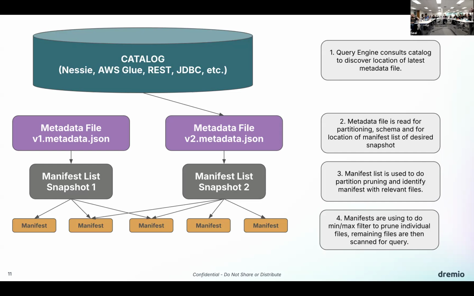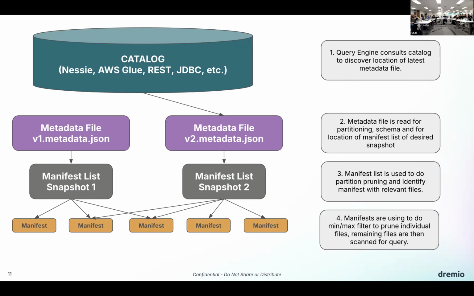There might be 100 manifests, but for this current version of the table, maybe only 30 of those manifests actually belong. And then we roll up those statistics into that manifest list. So the cool thing about the manifest list is that it actually has stats for each group of files. So now I can do what's called partition pruning and go through each manifest and say, this manifest I don't even need to look at. It doesn't even have data that I need for this particular query.